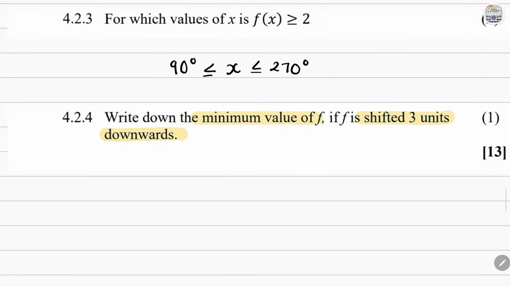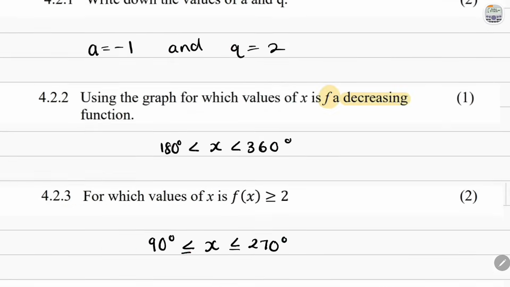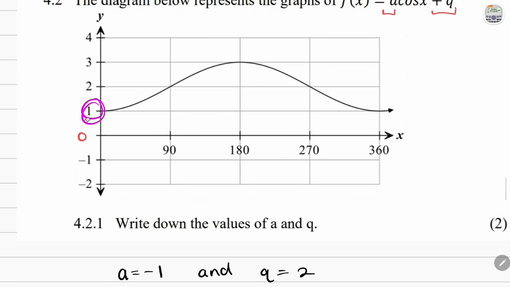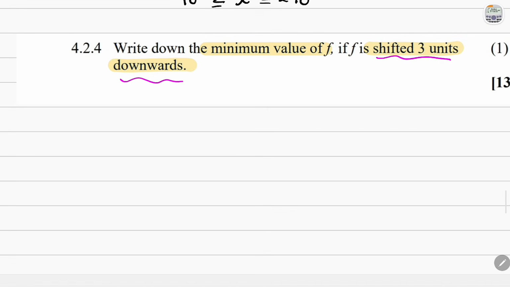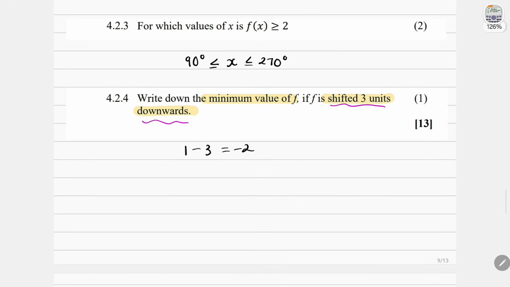But what they're saying is this graph is then shifted 3 units down. So if it used to have a minimum at 1, then now the graph is shifted 3 units down. Its new minimum would be at 1 minus 3. So go 3 units down. Okay, 1, 2, 3. You end up at -2. So your only calculation here is just old minimum value minus 3, which is -2. So you can just say the minimum value is -2. And that is our answer.